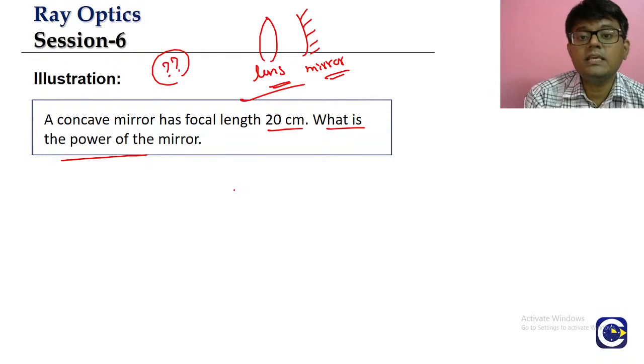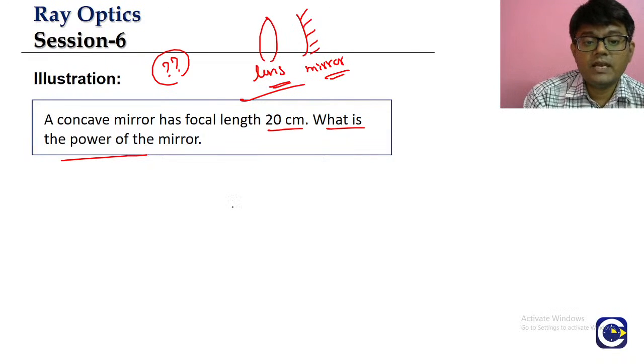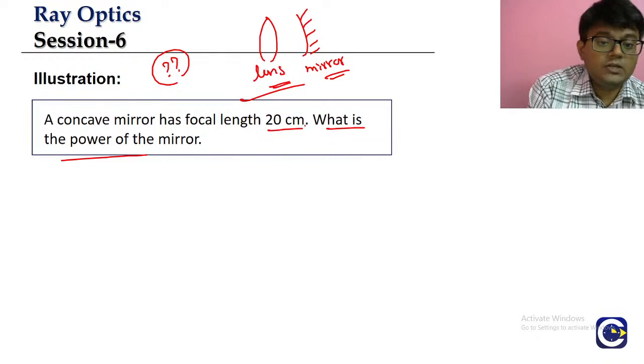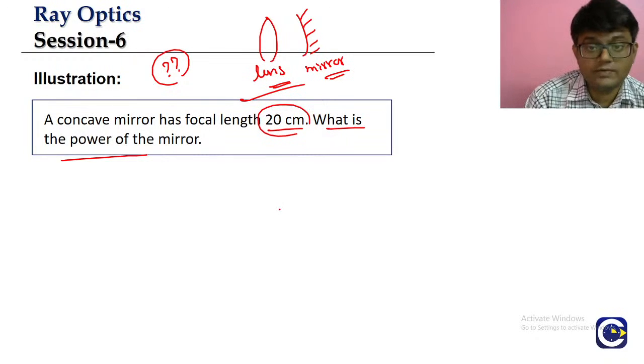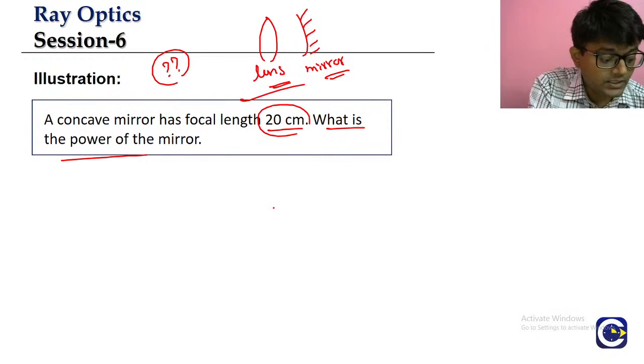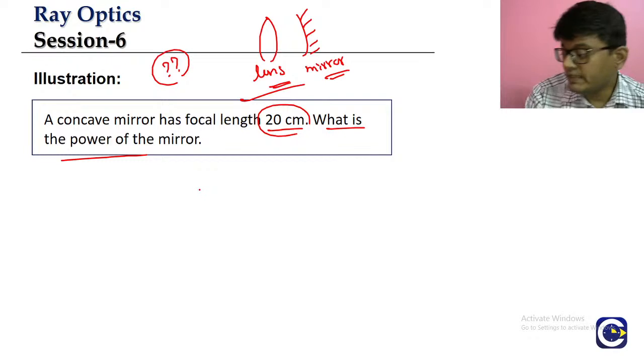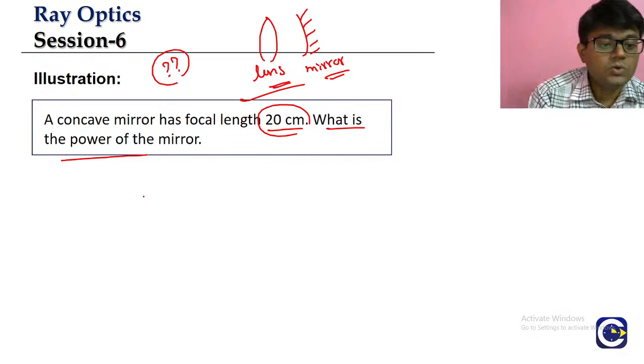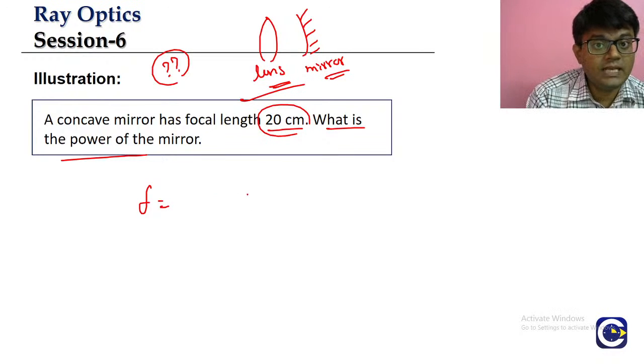Now the only thing here you have to be careful is, if the power value has to come in diopter, then your focal length must be changed into the SI unit, which is meter. We cannot straight away take 20 centimeter. We should first convert this into meters. Okay, so look at this, guys. This is a concave. So as per the sign convention, we will have to take the focal length as negative.